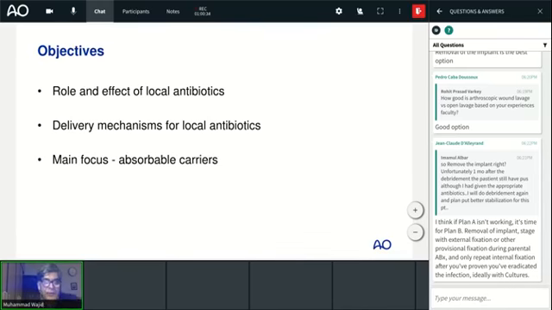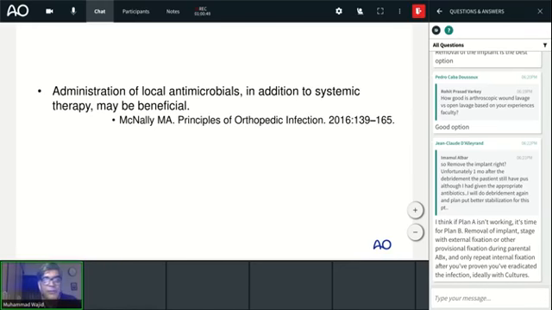So in the next 5 to 6 minutes, I will go through the role and effect of local antibiotics, what delivery mechanisms for local antibiotics we have, and the main focus in this talk is absorbable carriers for antibiotic delivery. It's a well-known fact that administration of local antimicrobials in addition to systemic therapy may be beneficial because that's where the problem is, and we want to have a maximum concentration of antimicrobials where the focus of infection is.